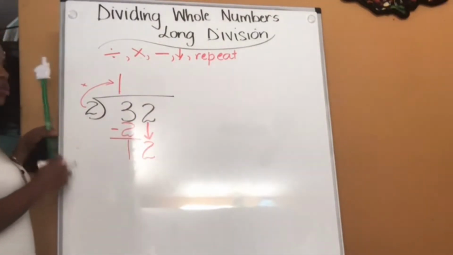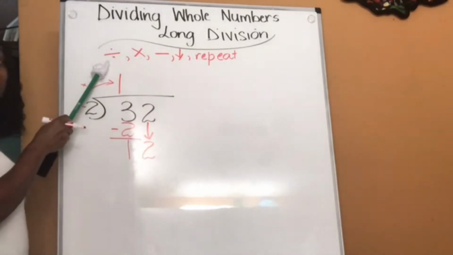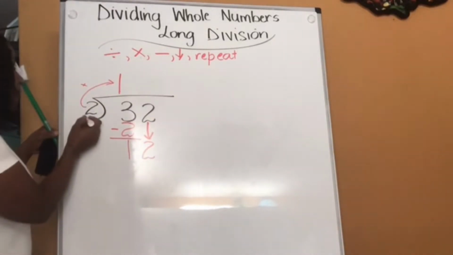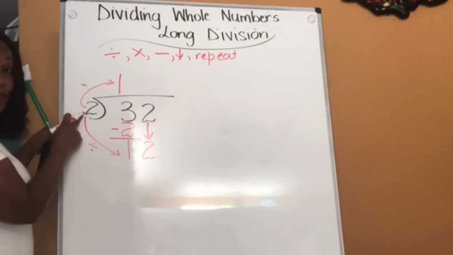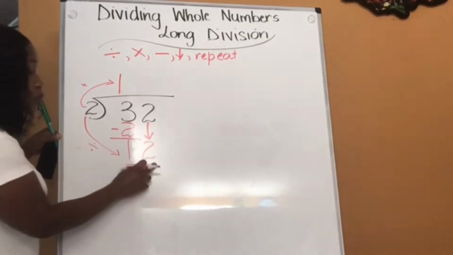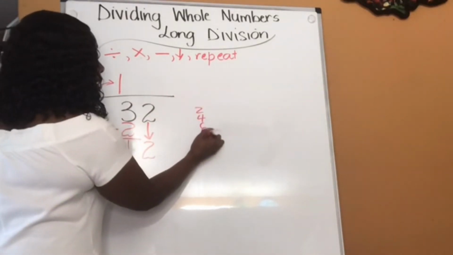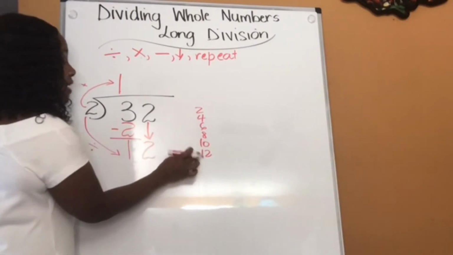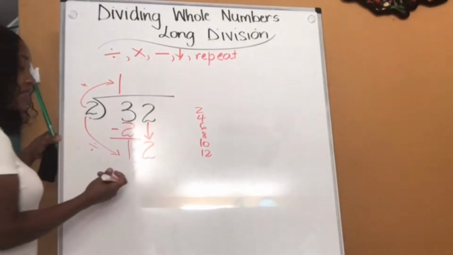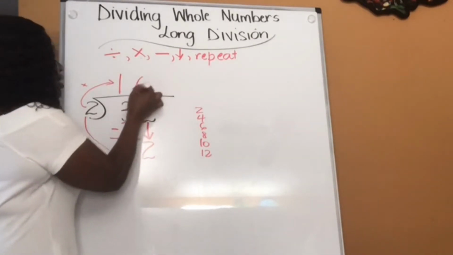Now it's time to repeat the process. So you're starting all over with dividing. Now you're dividing down here. So how many sets of 2 can you get from 12? If you skip count by 2: 2, 4, 6, 8, 10, 12. 1, 2, 3, 4, 5, 6. You get 6 sets of 2 from 12. You put it up top.